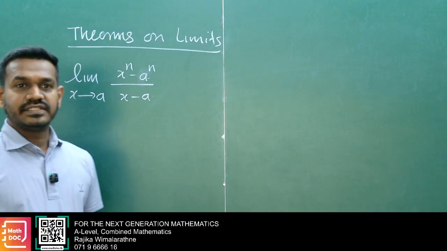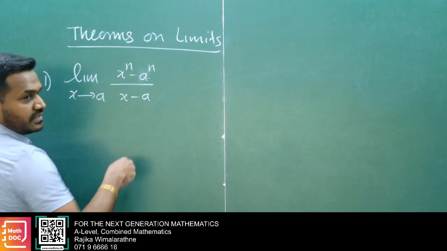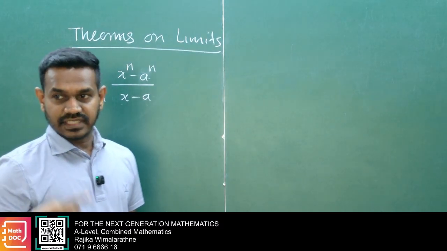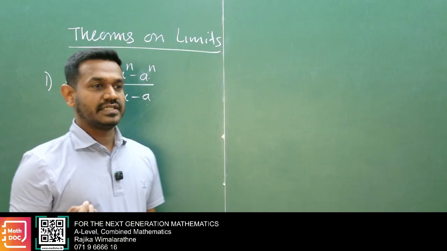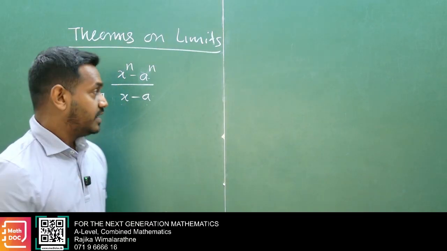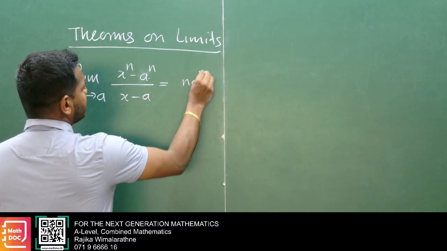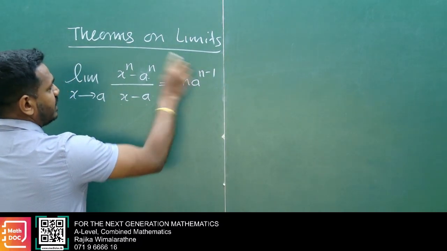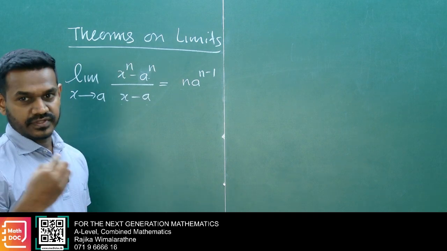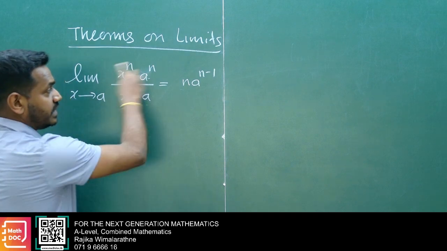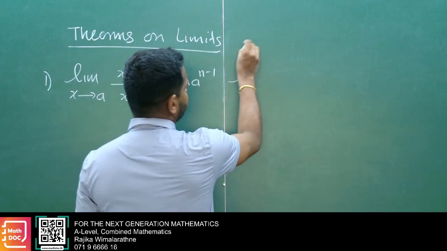When you substitute this one, a to the power n minus a to the power n is 0, x minus a is 0. Then we see that one as 0 divided by 0, no? But we know 0 by 0 is not a solution. For this case, we have the solution n a to the power n minus 1. You can directly apply this. 0 divided by 0 is not a solution, but for this evaluation we use the theorem, n a to the power n minus 1. So see example.